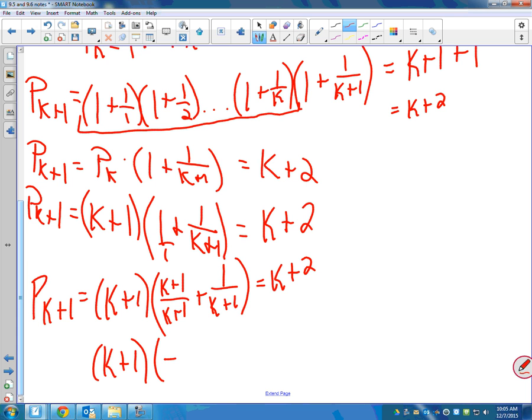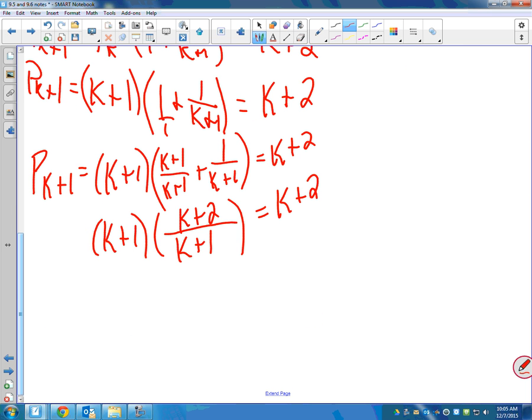So if I add this, how do we add fractions? We keep the bottom the same, and we add the top. So k plus 1 plus 1 is just k plus 2. Then when I multiply, can I cross out those k plus 1s? Oh my goodness. K plus 2. Every single proof is the same setup. The algebra is just different. All right? So use this to help you as you do your problems tonight.